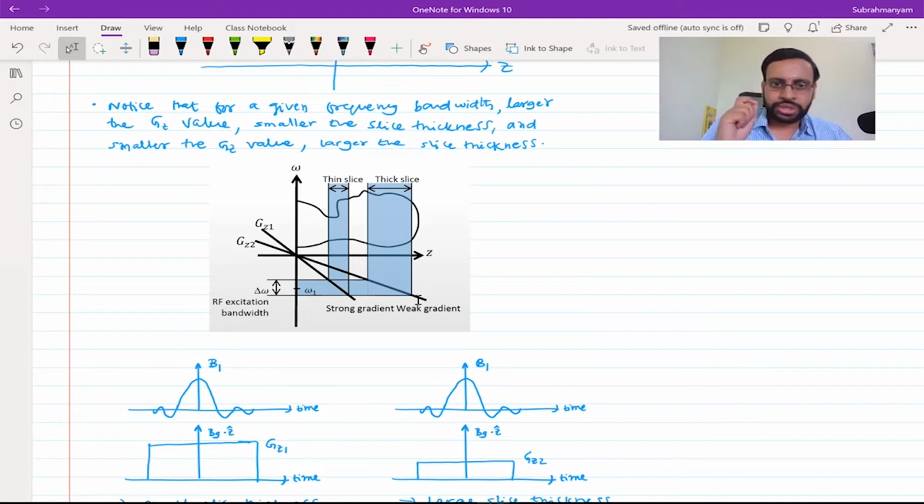Is this conclusion clear, that for a given frequency bandwidth, if the gz value is high, the slice thickness would be small, and vice versa? Is everybody with me? Is this clear? Yes, sir. Exactly, good.